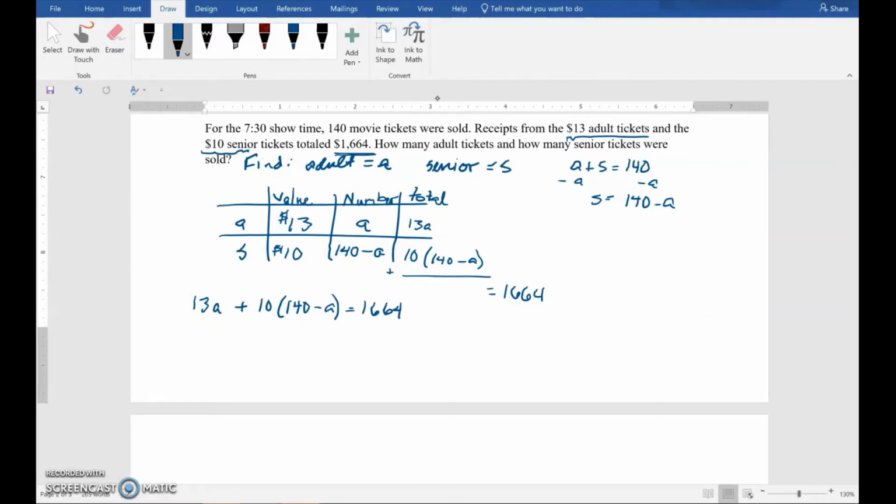Let's go ahead and solve this. Distribute first, which adds another 0 there, makes that a 10A. Combine like terms, makes that 3A.